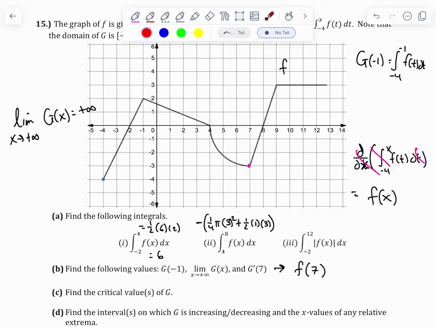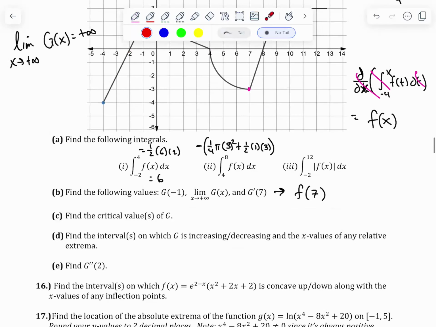Was this problem on the exam? Yes, it was. I'm very original, I know. So those would be the critical values. And find the intervals in which it's increasing or decreasing. You just answered that on the exam 3 reading.